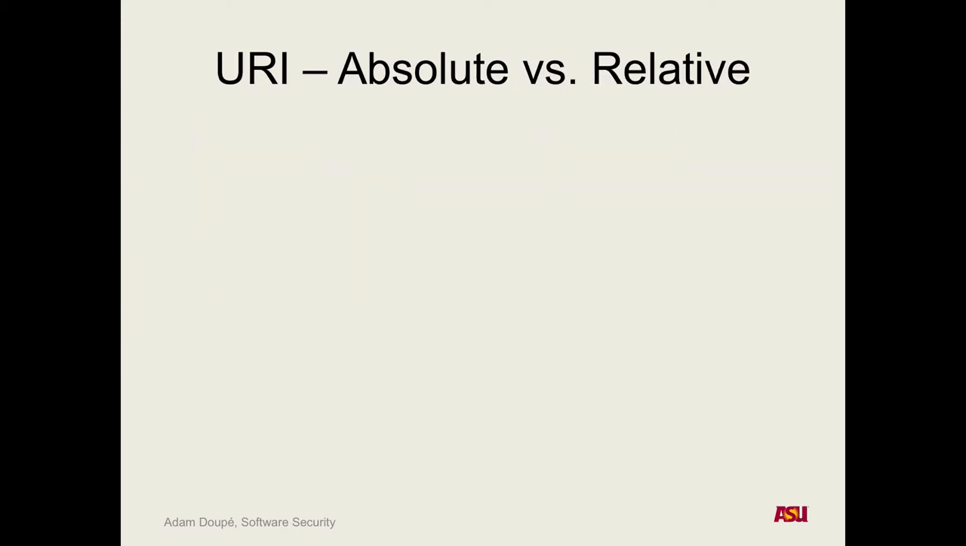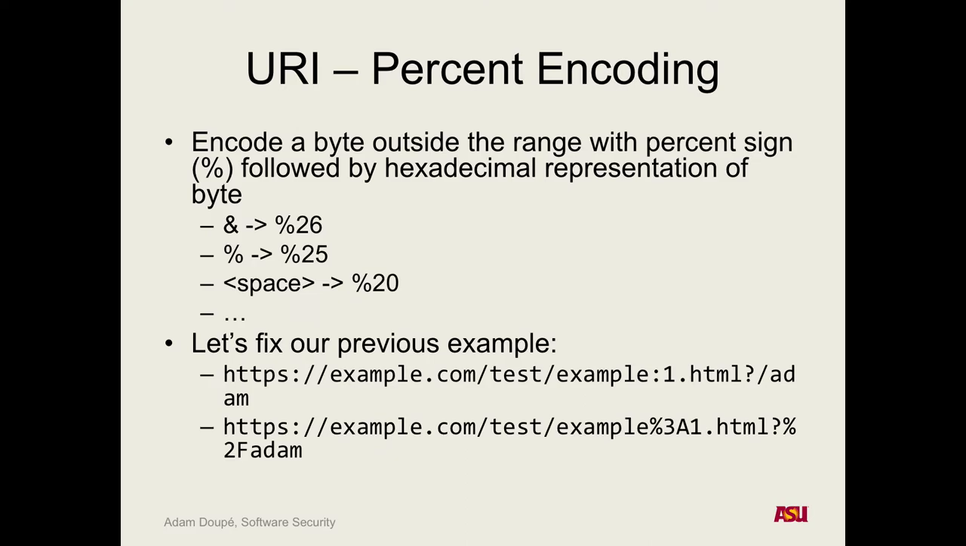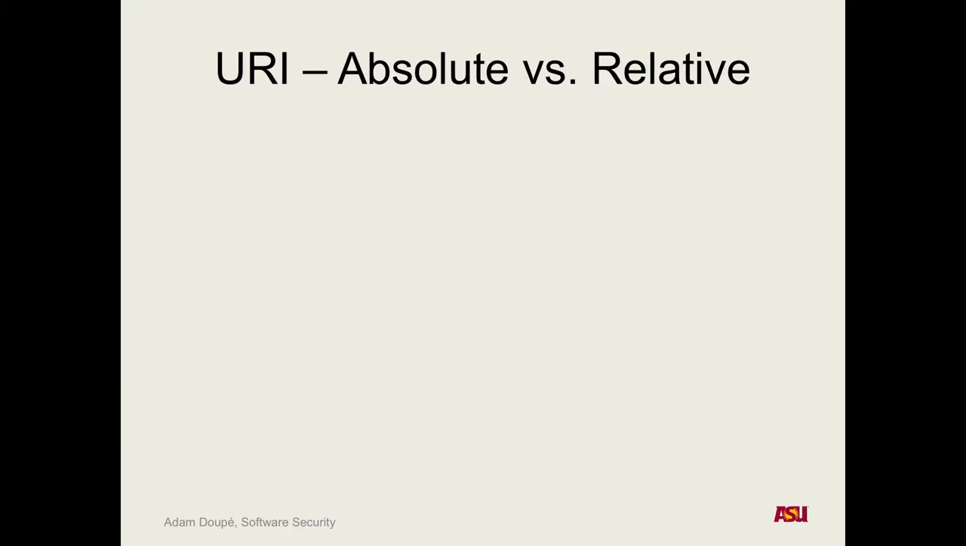So this is what we would think of as an absolute URI. This URI will take us both to the exact same location, but you've probably seen in the browser, when you hover over a link that you're going to click, it's not always in this form. What are some other forms? Just dot slash, dot slash, right?